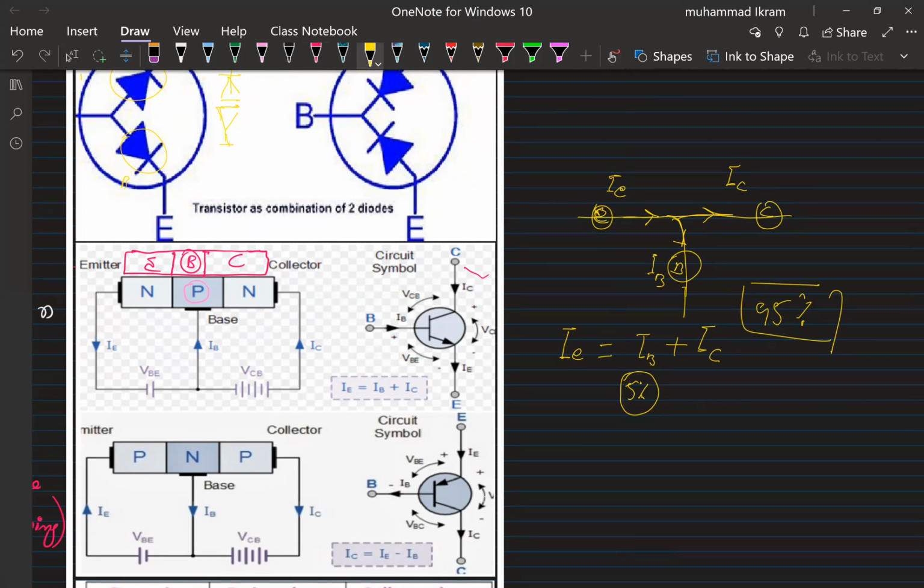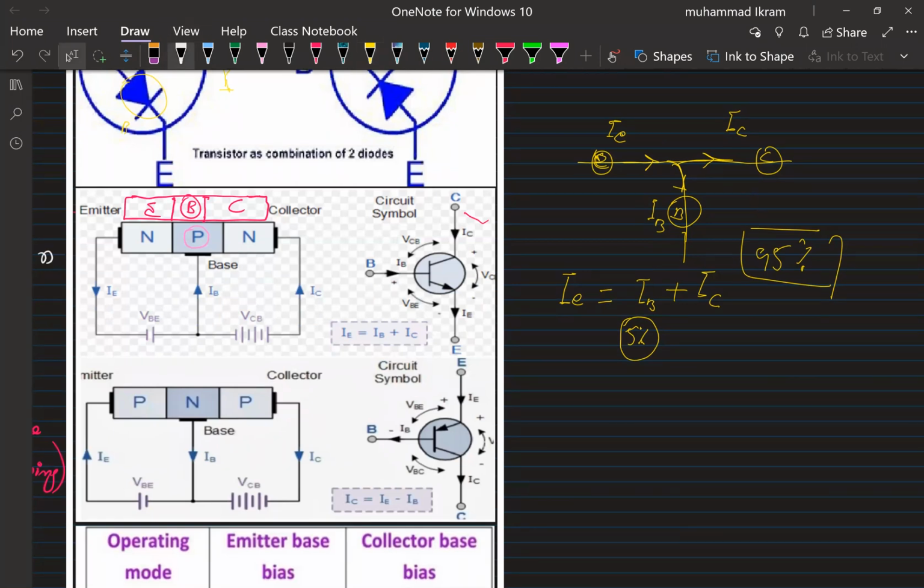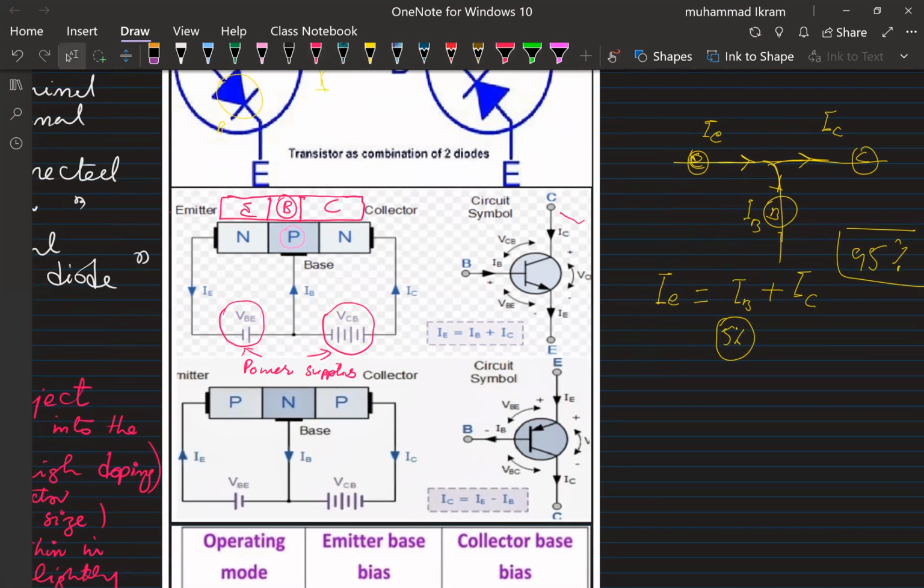Now let us see the real, practical understanding of the transistor. Here you see the voltages. This is called the base emitter potential. This one is called the collector base potential. These are known as the power supplies, right? These two power your transistor. We cannot call them input or output. They have nothing to do with our input and our output.